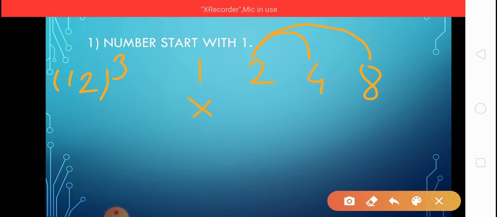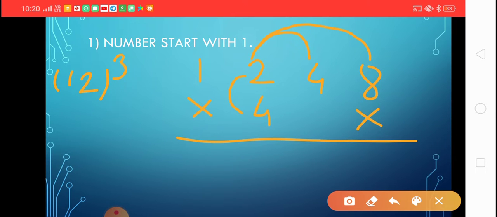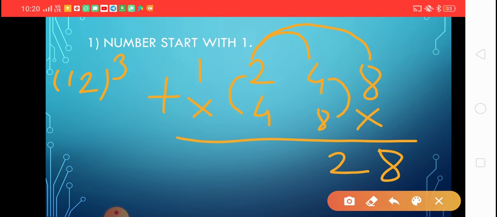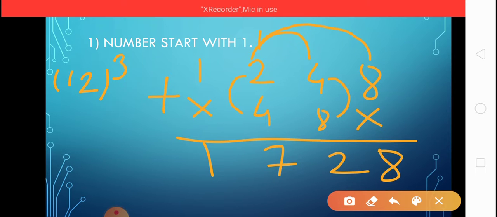Then we have to exclude the first and last position. Then we have to write the double of this 2, that is 4, below it, and double of this 4 below it, that is 8. And then we simply add. This is 8, 4 plus 8 becomes 12, carry 1, 4 plus 2 plus 1 becomes 7, and this is 1. So friends, here is our answer. The cube of 12 is 1728. Isn't it simple?